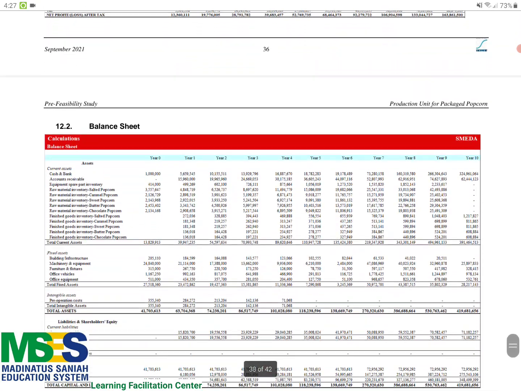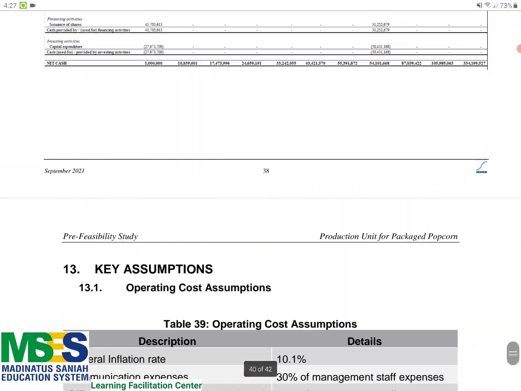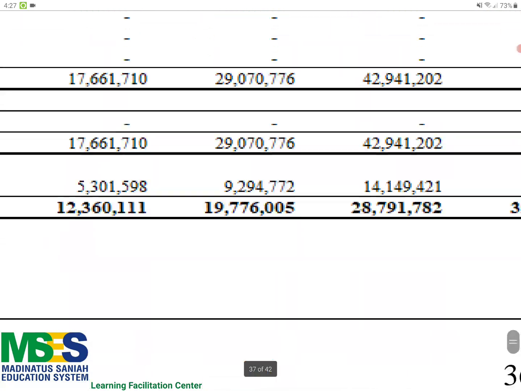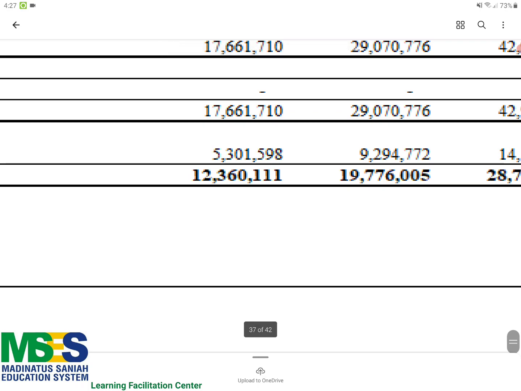Yes. And in the last section of the income statement, we have net profit after tax. Net profit means, if we are producing something that costs 50 rupees in raw material, and we are selling it for 100 rupees, we have got 50 rupees gross profit.